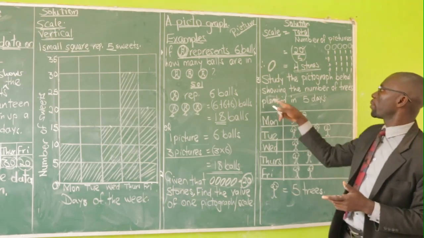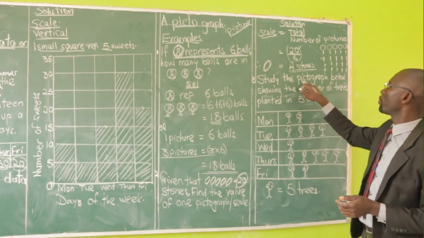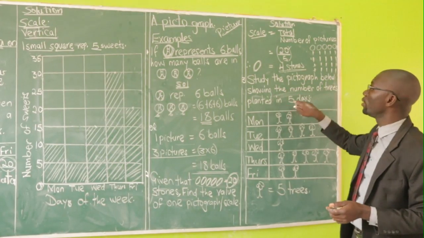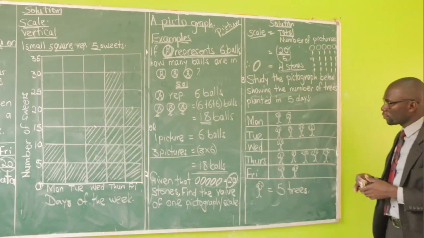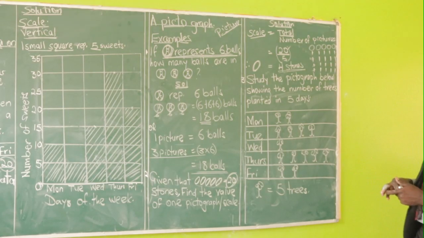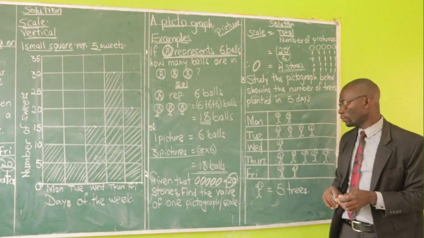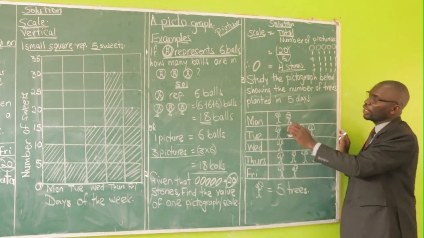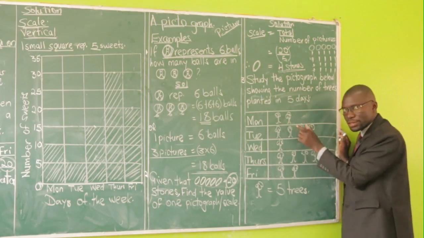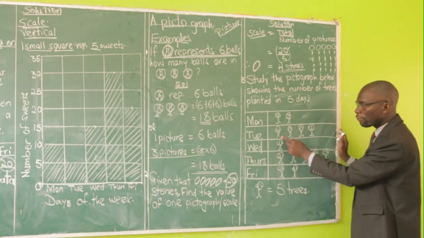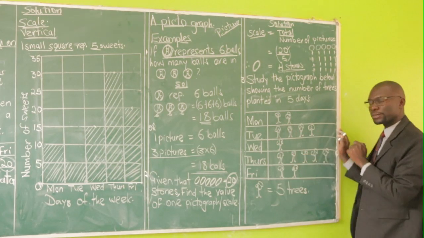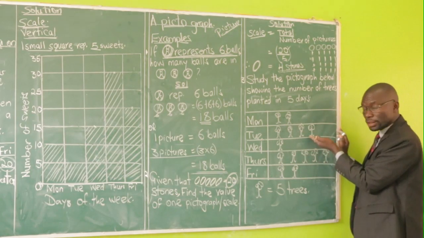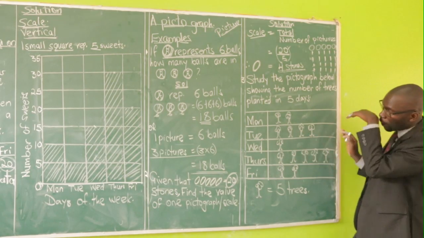We have example number 3. Study the pictograph below showing the number of trees planted in 5 days. On Monday, how many trees were planted? Here in our pictograph, we've been given 2 pictures of trees. On Tuesday, we have 1, 2, 3, 4. But can you tell us that on Tuesday there were 4 trees planted? No, because there's a scale we are going to look at.